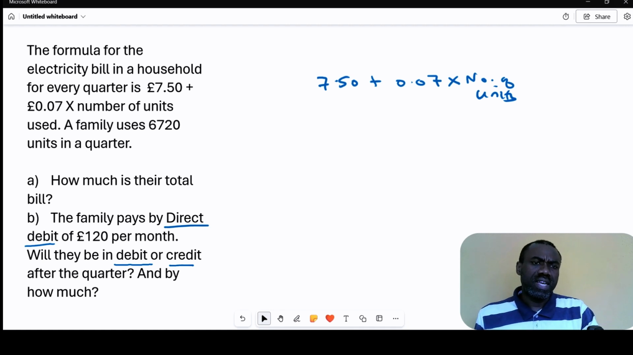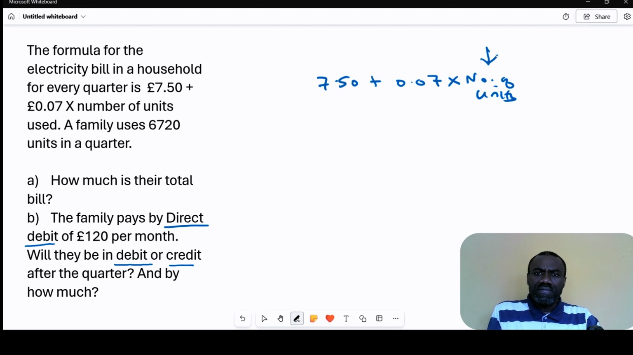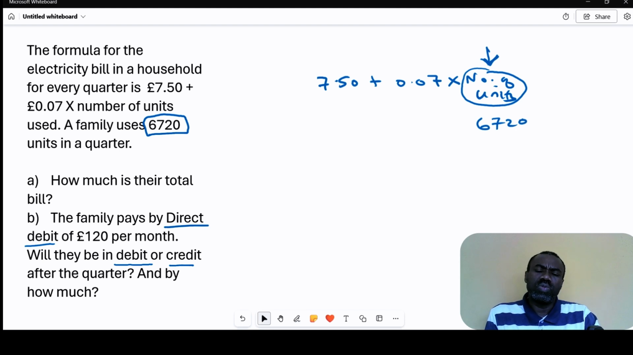So how much is their total bill? It's simple. We are going to do substitution. The number of units is a variable, okay? Every family will use different units depending on their lifestyle. This family used 6720. So we are going to substitute the number of units with 6720. And that will help us to figure out exactly how much electricity they have used.